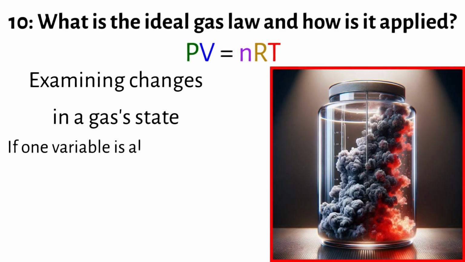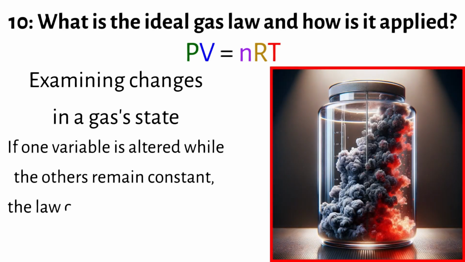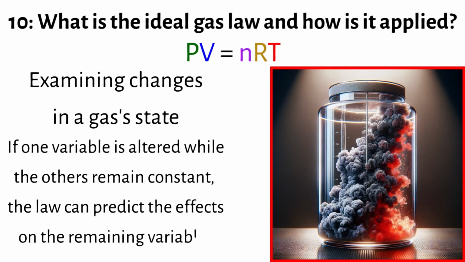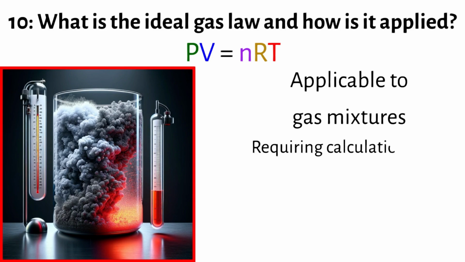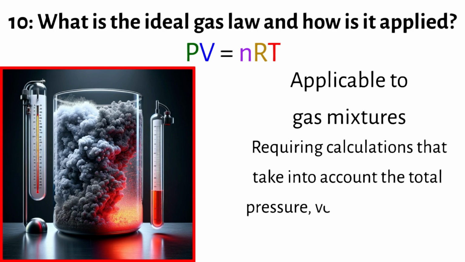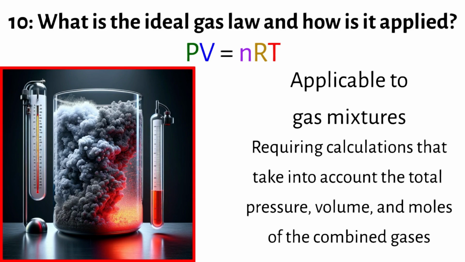If one variable is altered while the others remain constant, the law can predict the effects on the remaining variables. The law is also applicable to gas mixtures, requiring calculations that take into account the total pressure, volume, and moles of the combined gases.